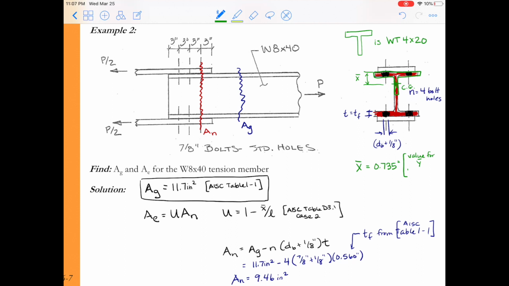And I just again want to stress that this is really what's listed as Y bar in the table. But when we use 1 minus X bar over L, that X bar is a variable that we want to make sure we're using our minds to calculate.